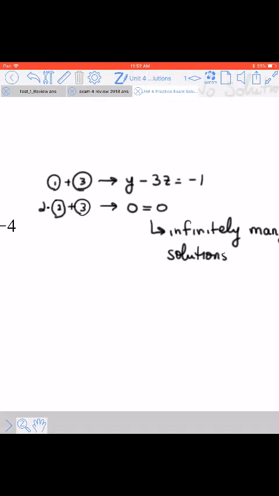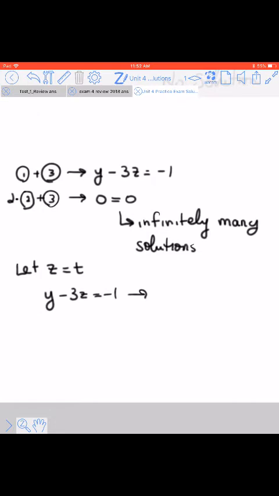And since there's 3 variables, you're going to let z equal t. And if we take this equation here, y minus 3z equals negative 1, I can replace now the z with a t. So I get y minus 3t equals negative 1. Then if I add the 3t over, I get y equals 3t minus 1. So I know what z equals, I know what y equals, now I just need to figure out what x equals.